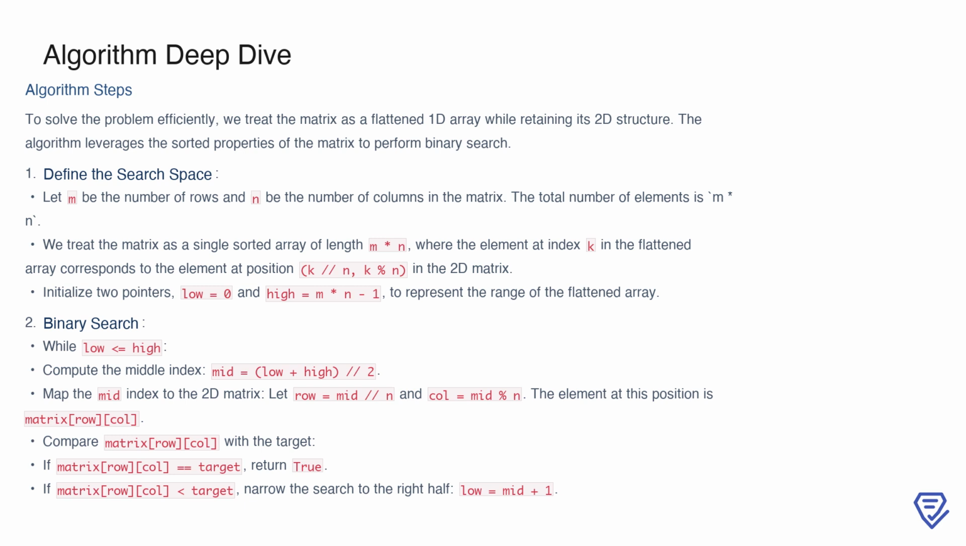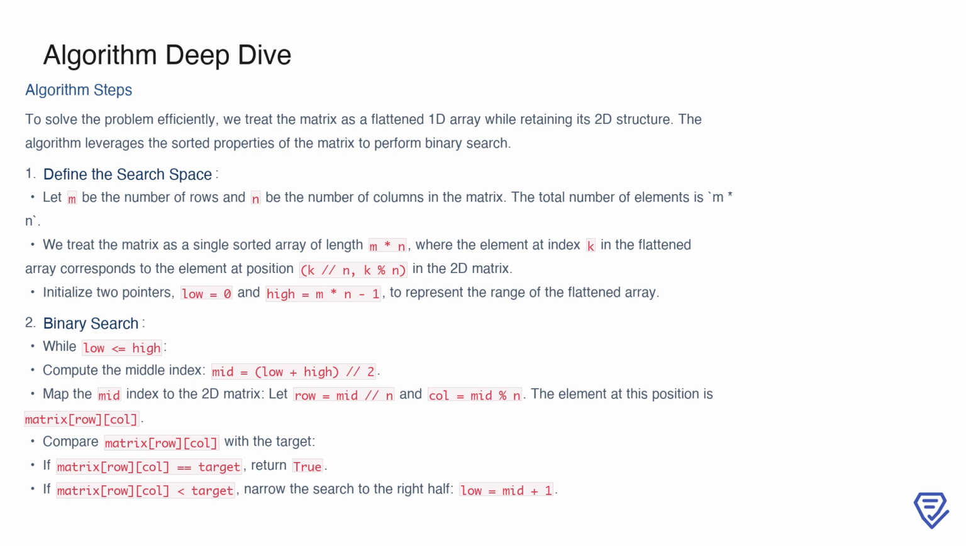The first step is to define our search space. If the matrix has m rows and n columns, the total number of elements is m*n. Conceptually, we treat this as a single sorted array of length m*n. Now, to map between the flattened array and the original 2D structure, we use the index k. Specifically, the element at index k in the 1D view corresponds to position (k / n, k % n) in the 2D matrix. With this mapping in mind, we initialize two pointers, low and high, to represent the range of this 1D array. Initially, low is set to 0, and high is set to m*n-1.